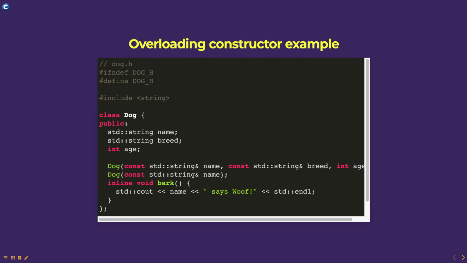Here is an example of overloading constructors in the dog class. In this example, the dog class has two constructors. The first constructor takes the name, breed, and age of the dog as parameters. And the second constructor takes only the name of the dog as a parameter. The second constructor sets the breed to unknown and the age to 0 by default.